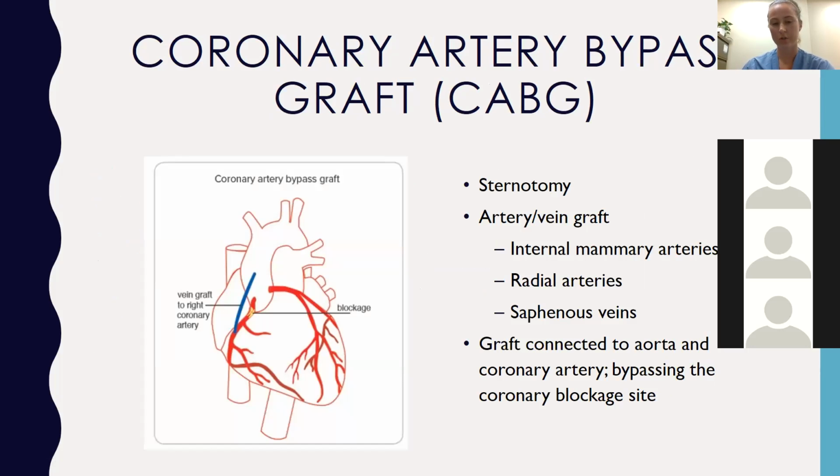For a CABG surgery, they start with a sternotomy, and then they're going to use an artery or vein graft. They'll usually use an internal mammary artery, radial artery, or saphenous vein, depending on how many grafts they're going to be doing. And then they use that graft to connect the aorta to the coronary artery that's affected by bypassing the coronary blockage site. So it's a very simplified version of a very complex surgery.